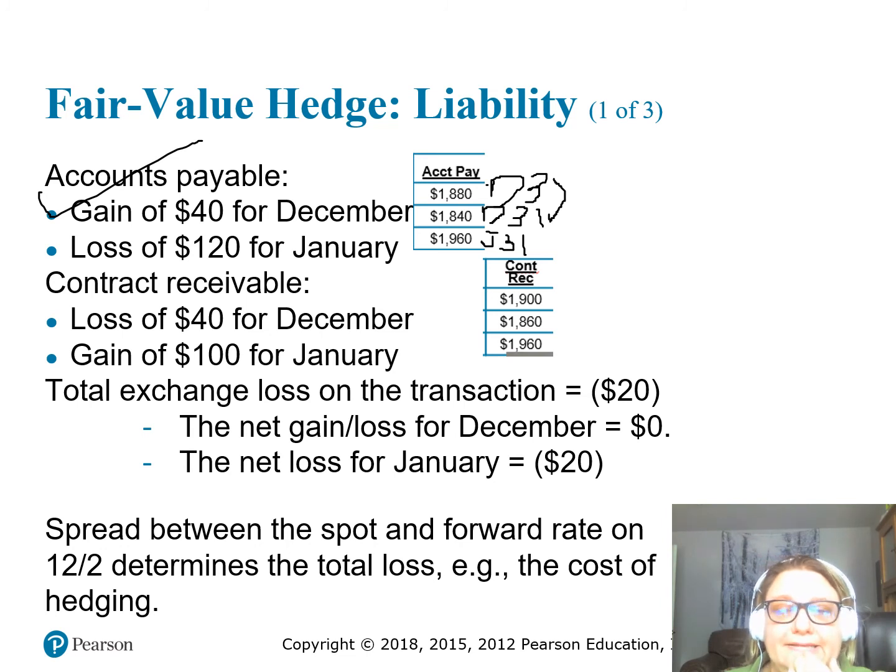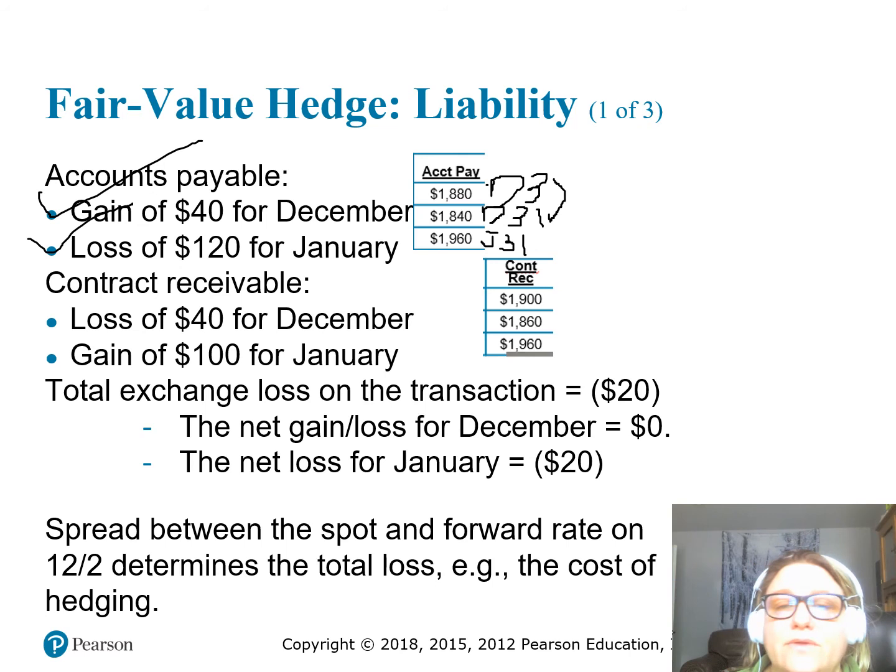Between December 31st and January 31st, I now owe more. So the balance in accounts payable went up to the tune of $120. From here to here is $120. So I have to record a loss because now I owe more, if that makes sense. Sometimes it's really easy. Even I struggle with making that conceptualization that the more I owe in accounts payable, the more I have to pay out, so it's a loss.